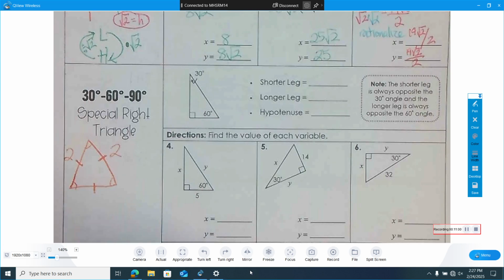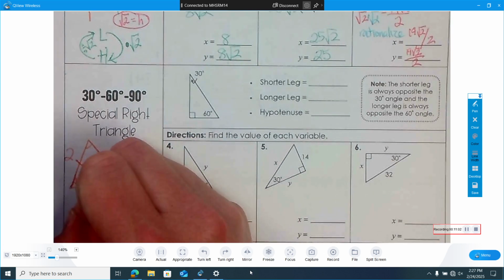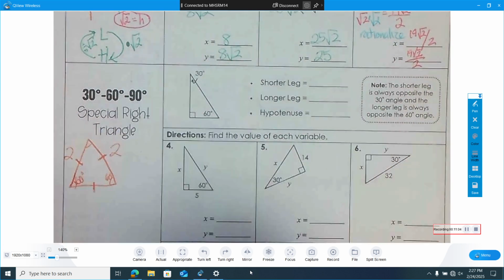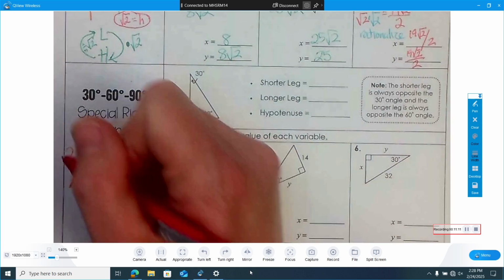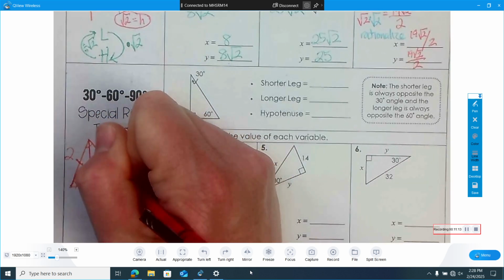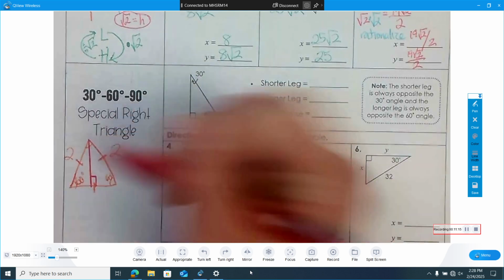60. Very good. 180 divided by 3 is 60. So we have 60-degree angles all the way around. Now, what I'm going to do then is create a 30, 60, 90. I'm going to drop an altitude down. Great. So now I've got a right angle here.